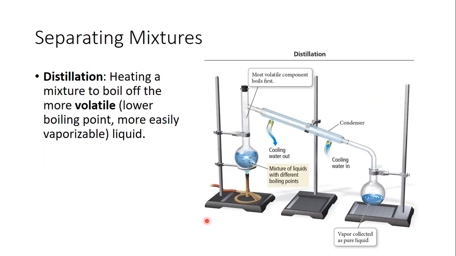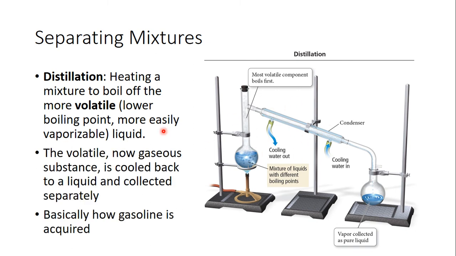The next type of technique is called distillation. And what we do in distillation is that we have a mixture and we heat that mixture to boil off the more volatile or lower boiling point or more easily vaporized liquid. So what is boiled easier rises first and goes into this condensing column. We have cold water going around this condensing column. So what happens is that the more volatile gas cools back down into a liquid and it's collected into a different collection apparatus.